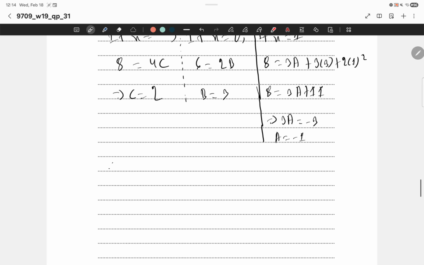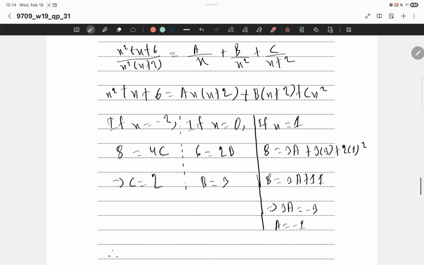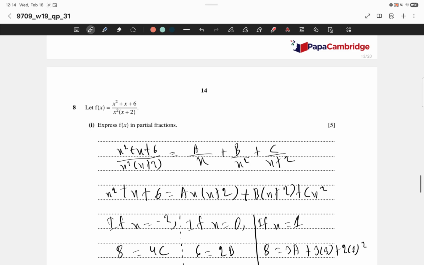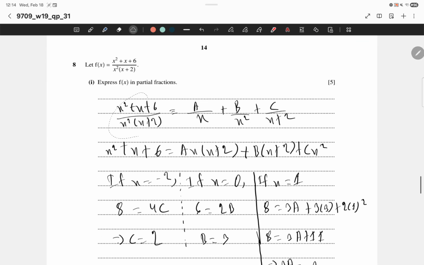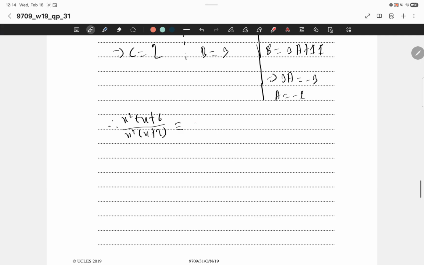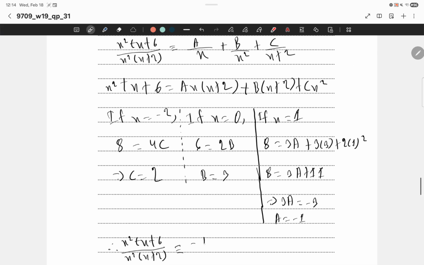Okay, so it will actually be this: a is -1 by x, plus b is 3 by x square, plus 2 by x plus 2. So yeah, this was it.